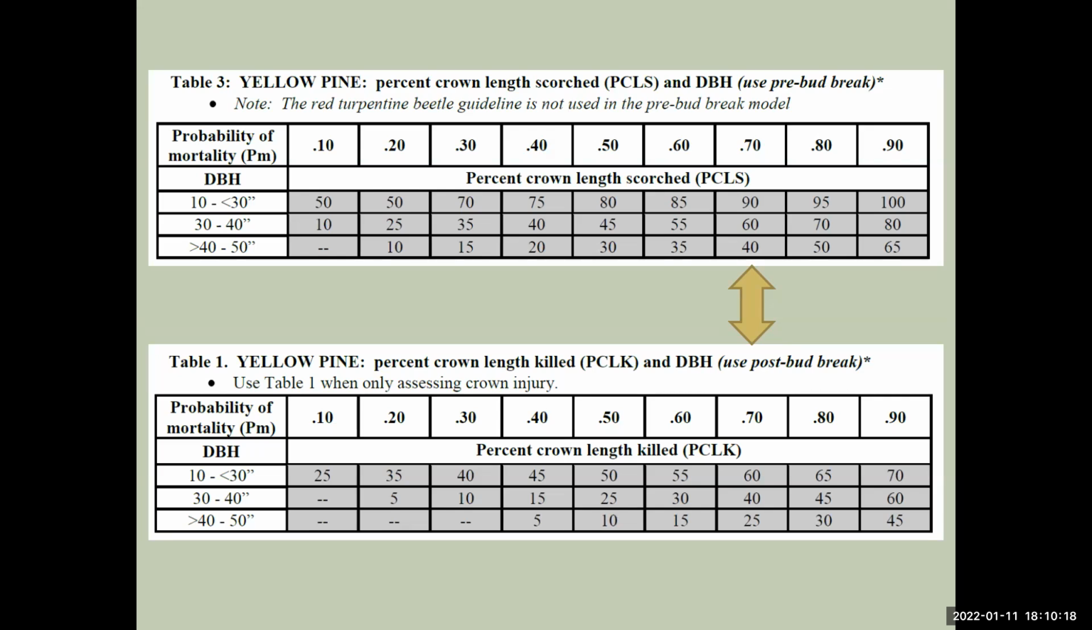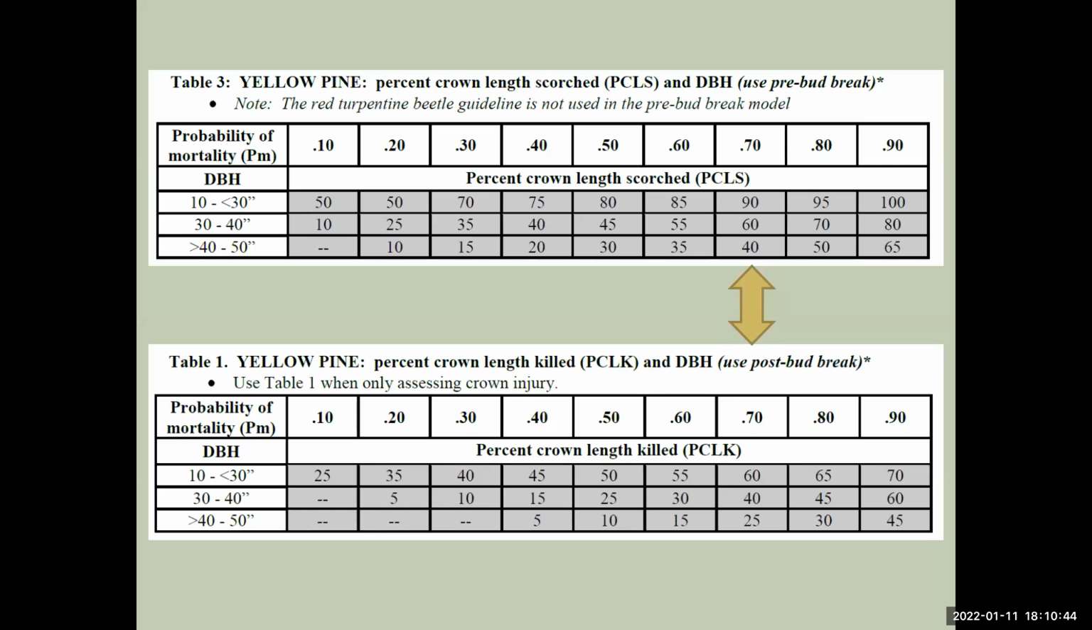So the top table is what we call the pre-bud break level, and that, like I said, is the one we use right after the fire, looking at crown scorch when we don't know what the bud survival is. When we get into the following growing season, we can use the next table, and that's the post-bud break table. So this is when we can actually start to see that new green growth popping up in the scorched portion of the crown.